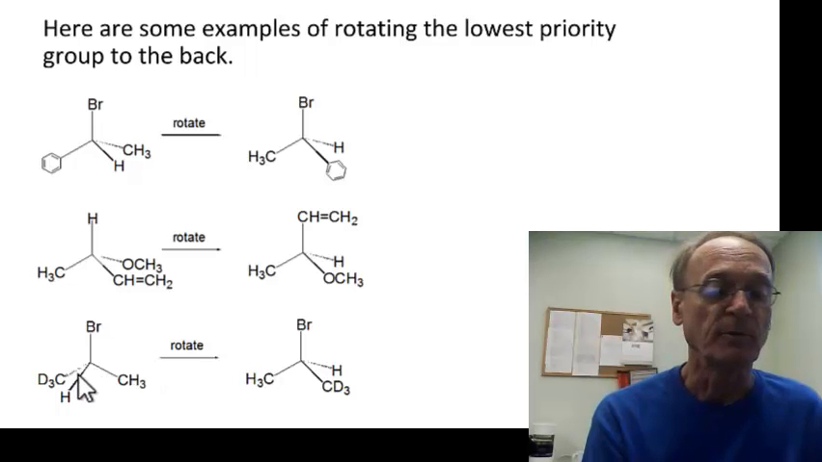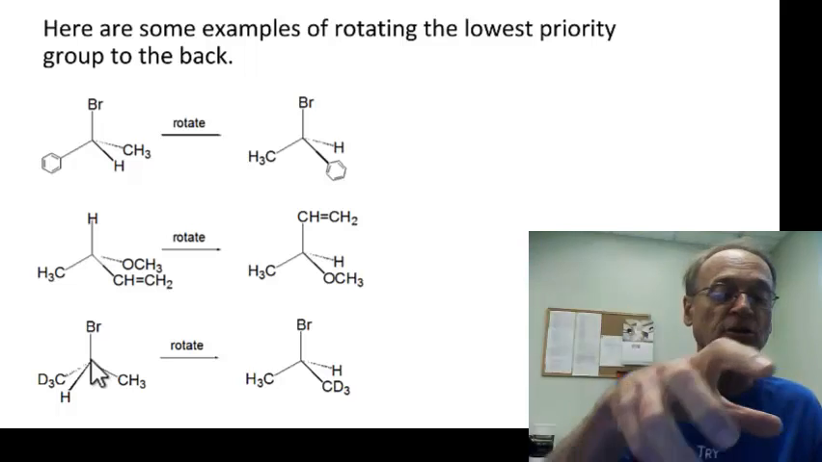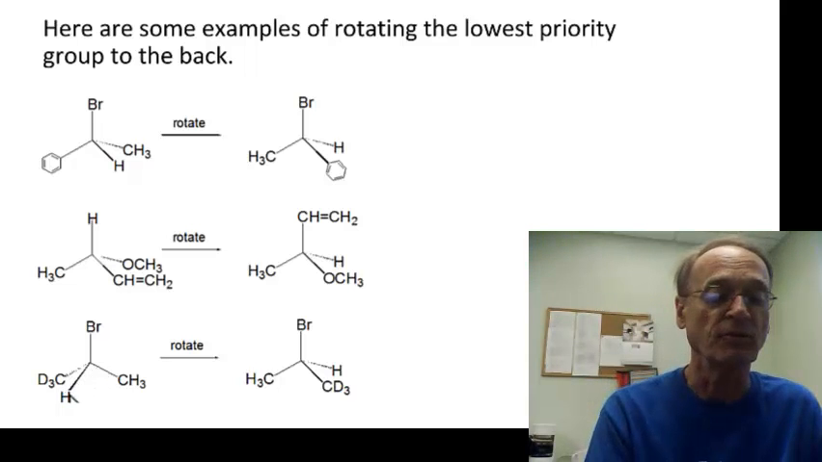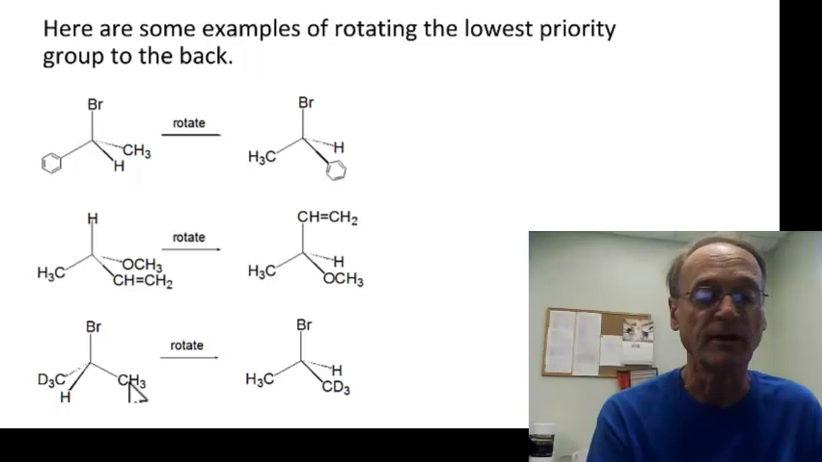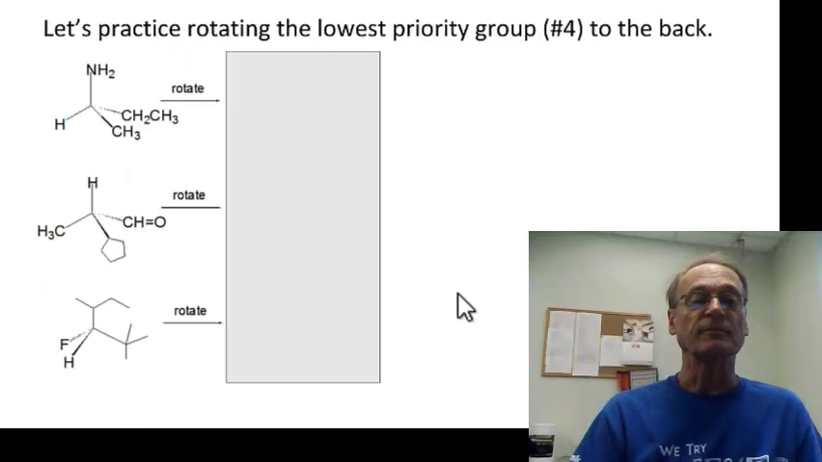Here's another example. What do we do if the hydrogen is on the wedge like that? Again, just rotate it around. So the hydrogen is going to swing around to the back. The methyl group is going to swing around to this side, and the CD3 group is going to swing around to that side. Now here's some for you to work on.